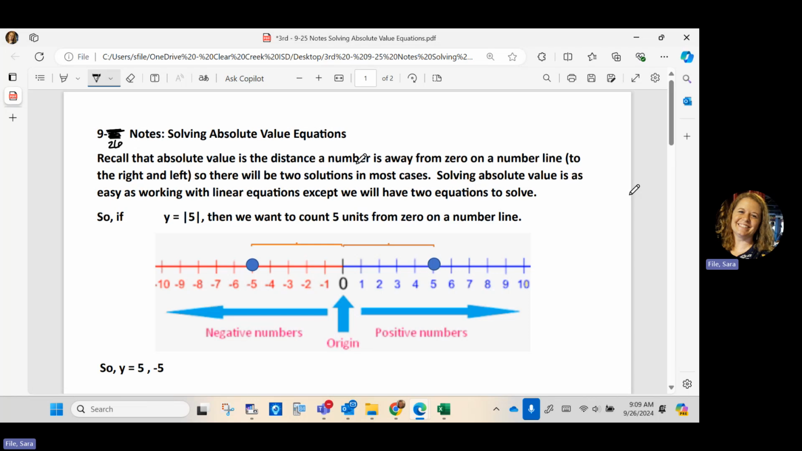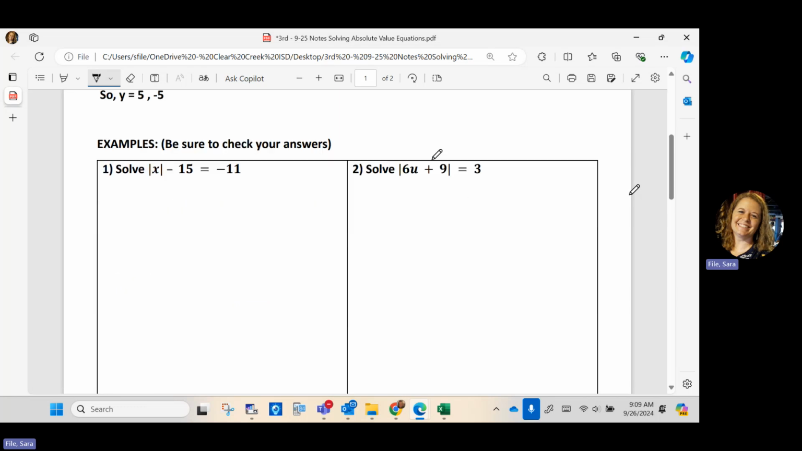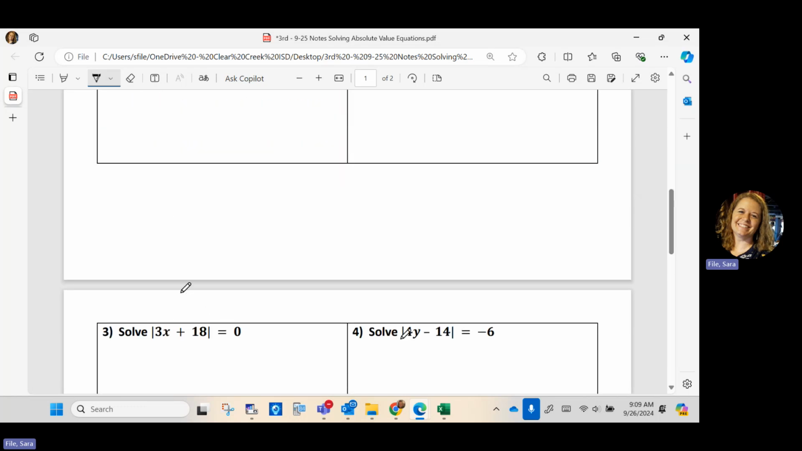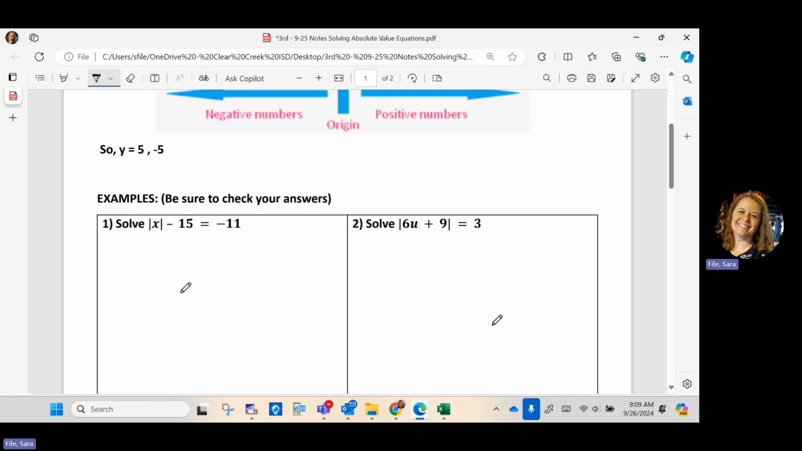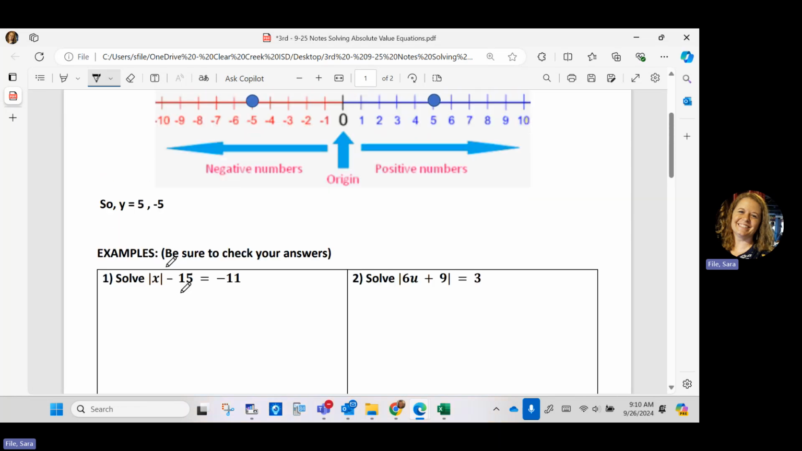writing the equations given the transformations with that A, H, and K. What we're going to look at today is the equations given. Okay, so we have these absolute value equations. We want to be able to solve them. We want to find the variable.